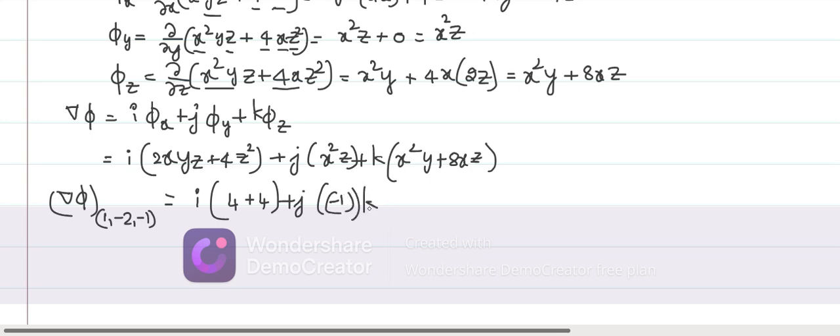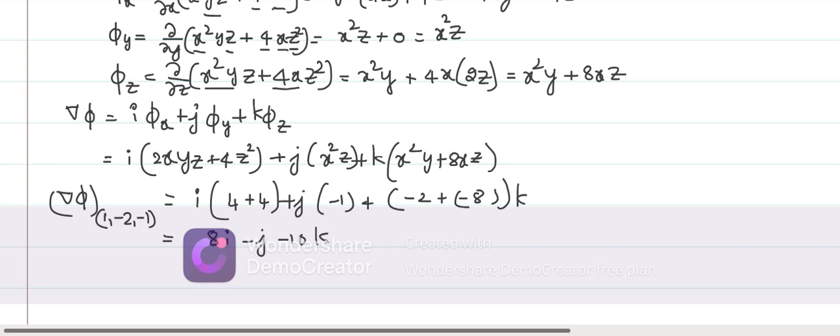Minus 1 into j, right? So plus x square, 1 square is 1, y is -2, so -2, plus 8 into x into z, so 1 into -1, it is -1, it is -8 into k. So on simplification, it is 8i minus j and -2 -8, -10k, right?